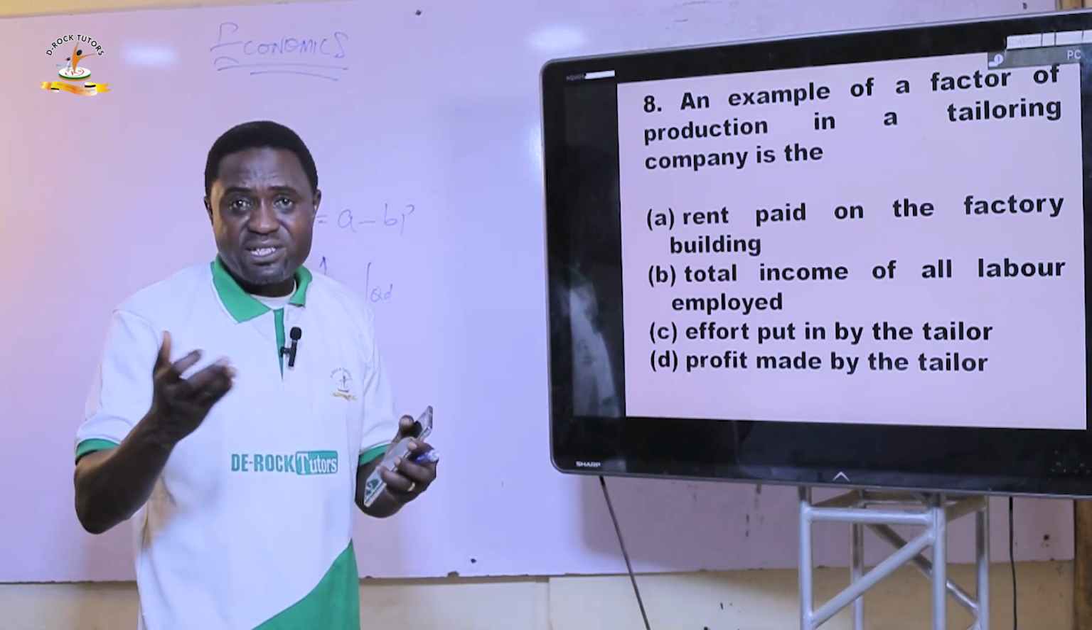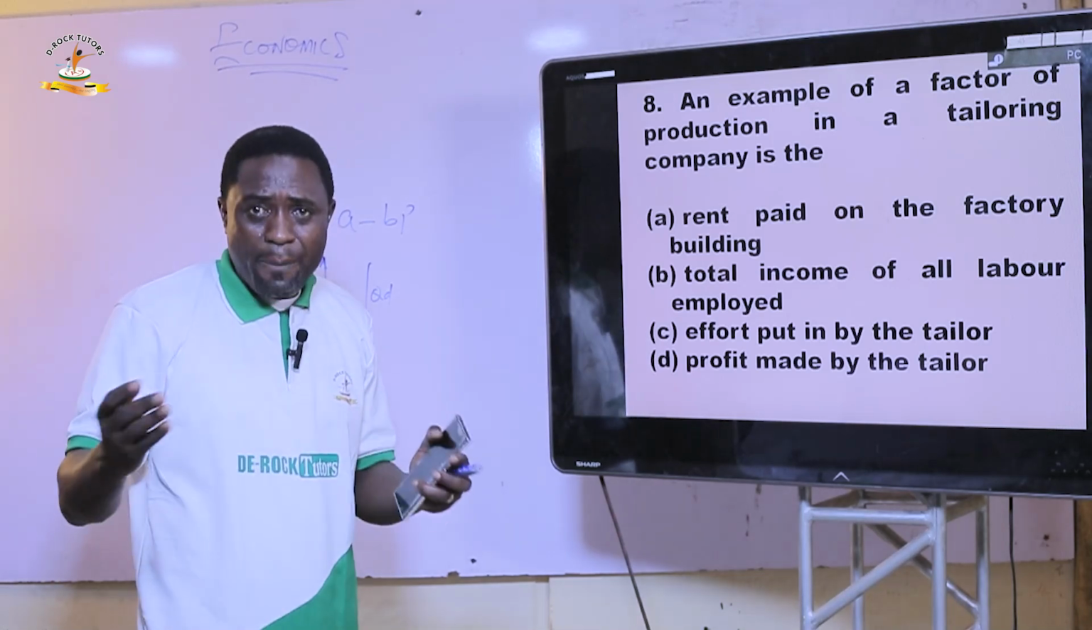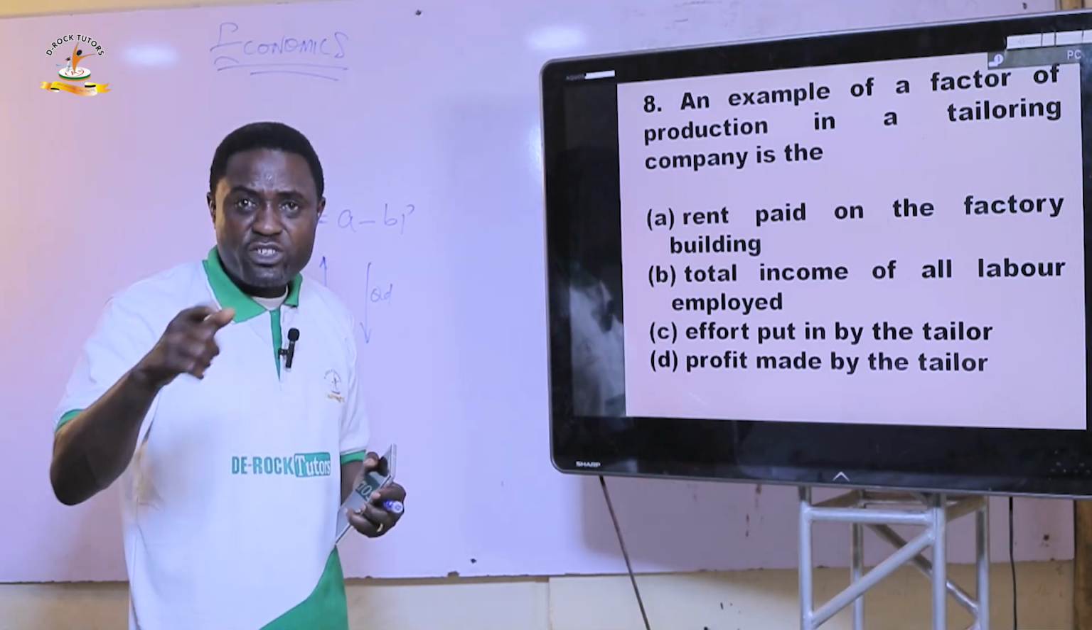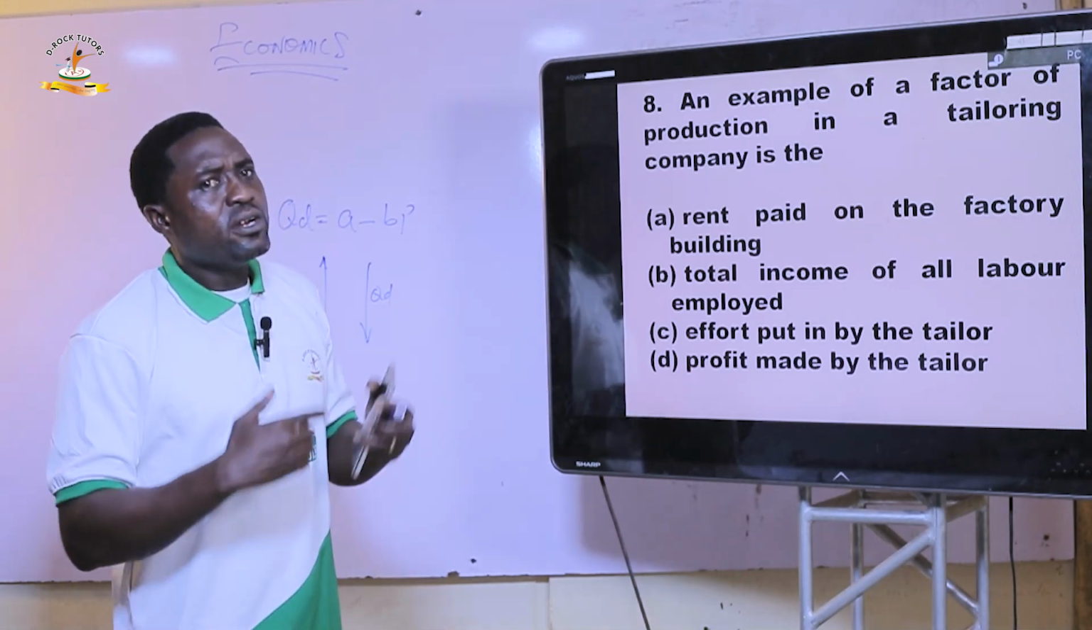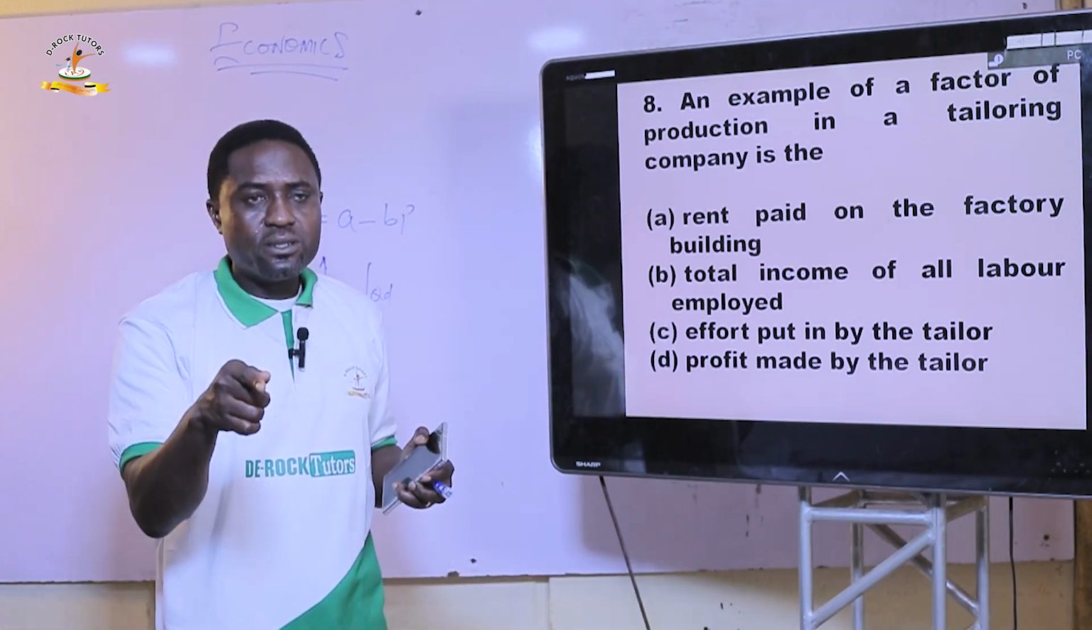The reward to labor is wages and salary. The reward to land is rent. Then to capital is interest. And to an entrepreneur is profit. Now, this question they are asking us: an example of factor of production in a tailoring company is what?